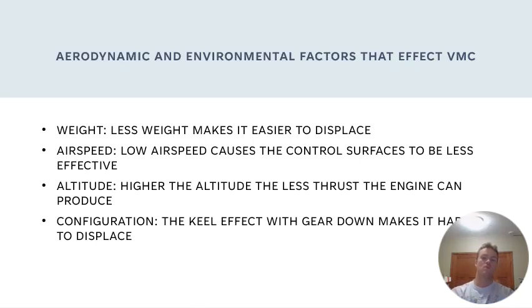And then in configuration, we have this thing called the keeling effect. With the gear down, it acts as an anchor for the aircraft, making it a lot more stable throughout the air, and not as easy to be displaced or overturned in the case of a rolling effect.